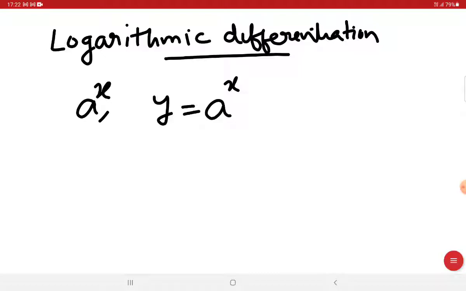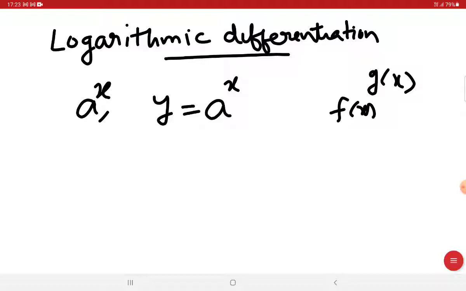Now, logarithmic differentiation means we use logarithm to make the differentiation easy. So, if a function is of the form f of x raised to g of x, we use logarithmic differentiation. So, here a raised to x is of the form f of x raised to g of x, where f of x equals a constant, and g of x is equal to x.